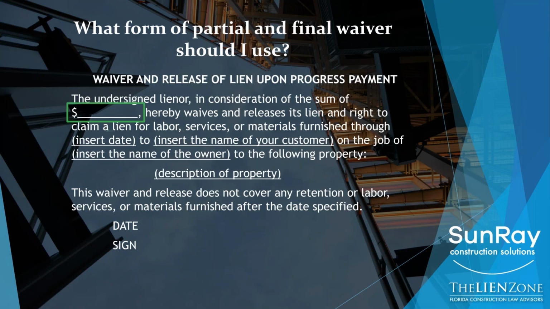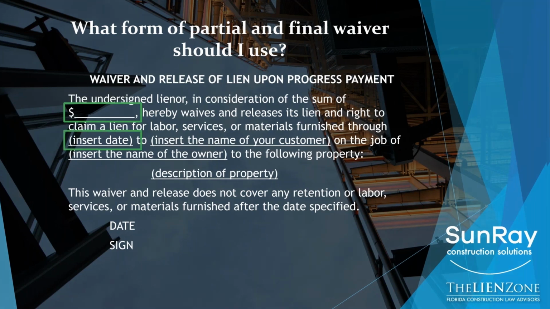Number 1 is the amount of money that you're getting. So here you would put in $8,000, $50,000, $500,000. Next is going to be the through date. What is the release date that you are giving up your rights through? Those are the basic components of a progress payment statutory lien release. And all it releases are your lien rights.